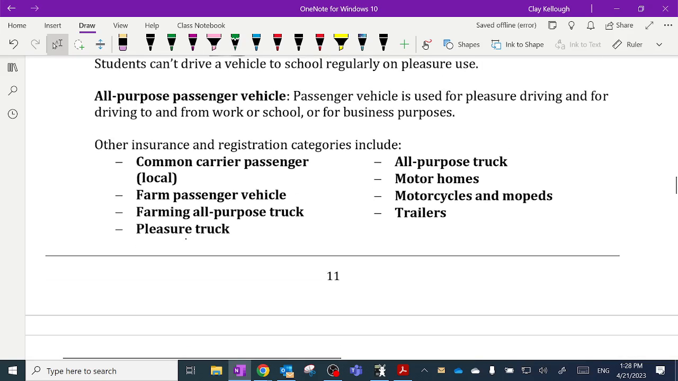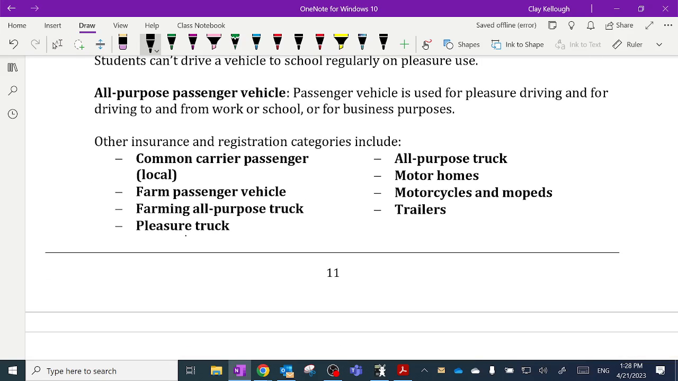And there are some more specific ones, like a carrier passenger. Say that your job is to move people around with your vehicle, then there's a slightly higher level of insurance you'd have to get. Farm passenger vehicle, again, farm all-purpose truck has a different rate, because again there are risks to the damage of the truck from the actual job of farming itself, so their insurance premium on that's going to be a little higher. You can get a pleasure truck.